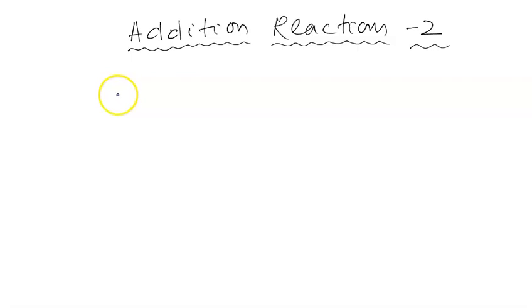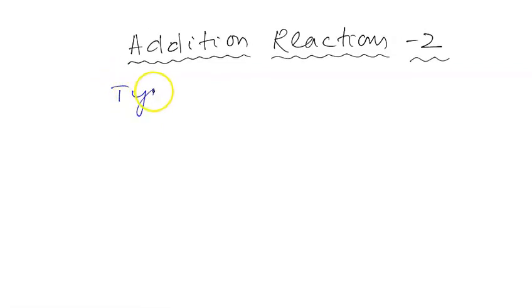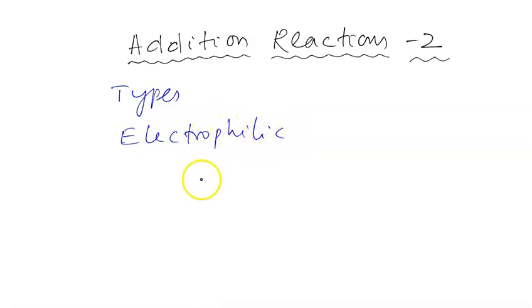Dear students, in the last video we discussed how addition reaction takes place, then the types of addition reactions, that is ionic and radical, depending upon the reagent or the part of the reagent first getting added to the multiple bond. Then we discussed electrophilic addition reaction, how it takes place.